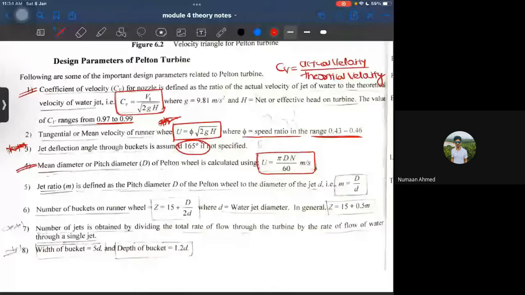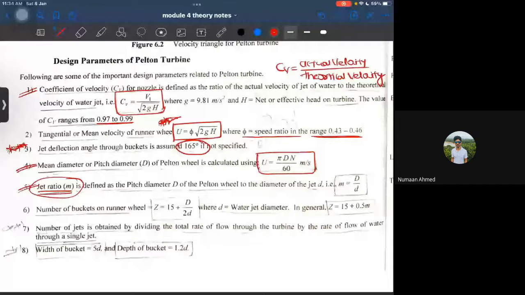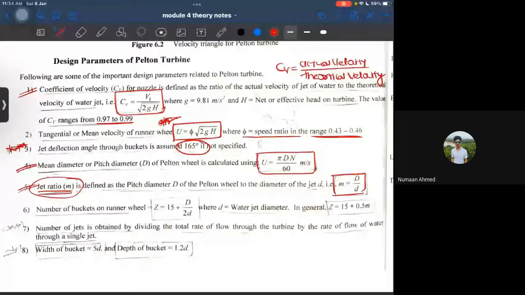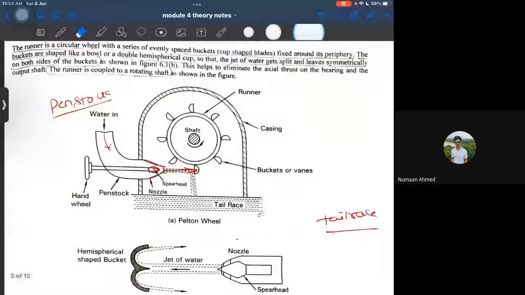Next one is jet ratio, another important parameter to be understood. It is defined as the ratio of the diameter of the Pelton wheel to the diameter of the jet. Now, what is the diameter of the Pelton wheel? I'll go back to the Pelton wheel arrangement here. I will explain the jet ratio. So, this is the diameter of the Pelton wheel, which is capital D, right?